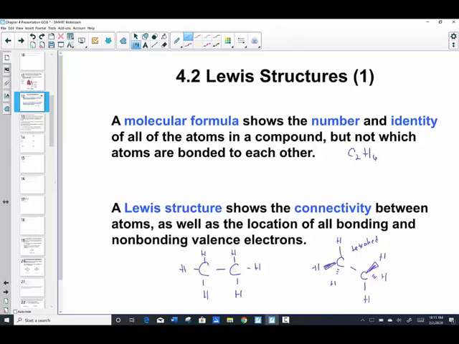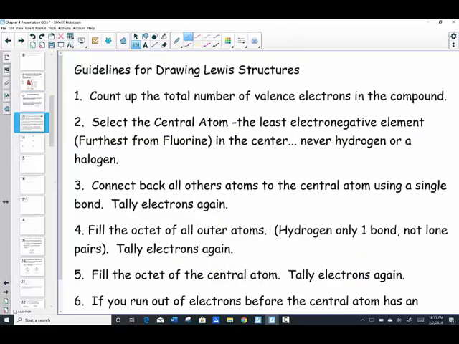As we begin, first steps, let's go through these guidelines for drawing Lewis structures. How do I create a Lewis structure? And then we're going to practice in this section. So, the first step in creating a Lewis dot structure is to count up the total number of valence electrons we have in a compound.